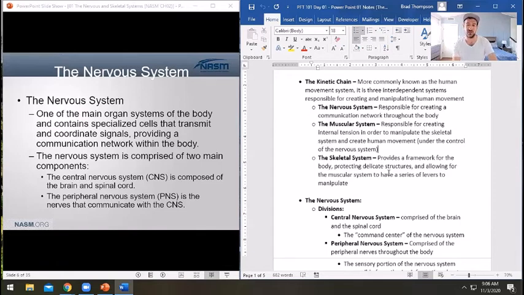And that's where your skeletal system comes in. Your muscular system is creating the tension to create the movement, and your skeletal system is acting as the levers to be that movement.